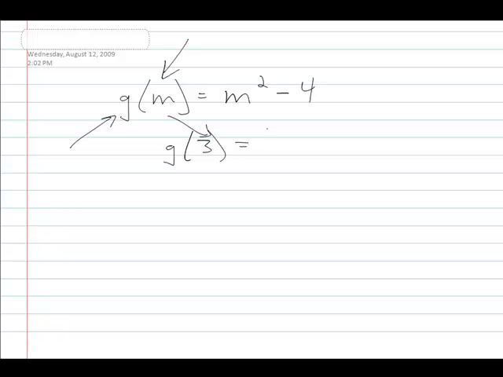Now let's say we have g of m is equal to m squared minus 4. This time the name of the function is g, and the input variable is an m. So if I want you to find g of 3, that means I'm going to put a 3 everywhere that I see an m. So there's an m, I'll put a 3, throw in my parentheses first, squared minus 4. So g of 3 equals 5. It'd be 9 minus 4. So (3, 5).